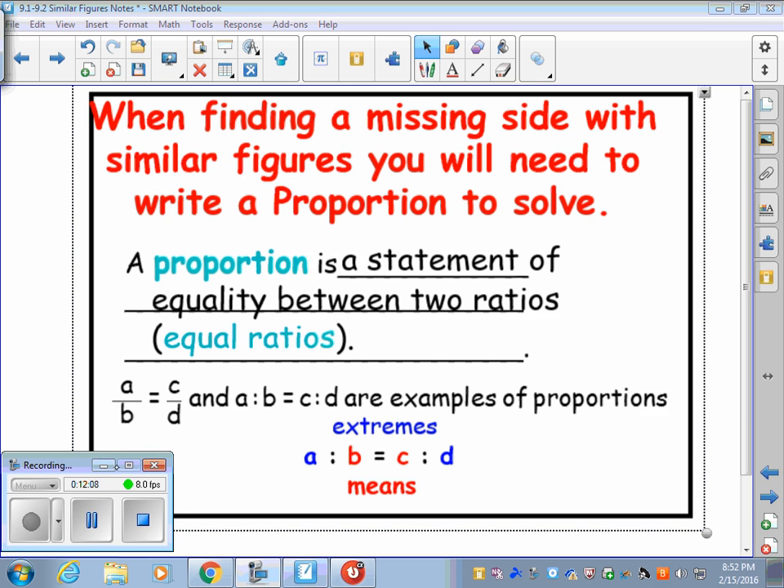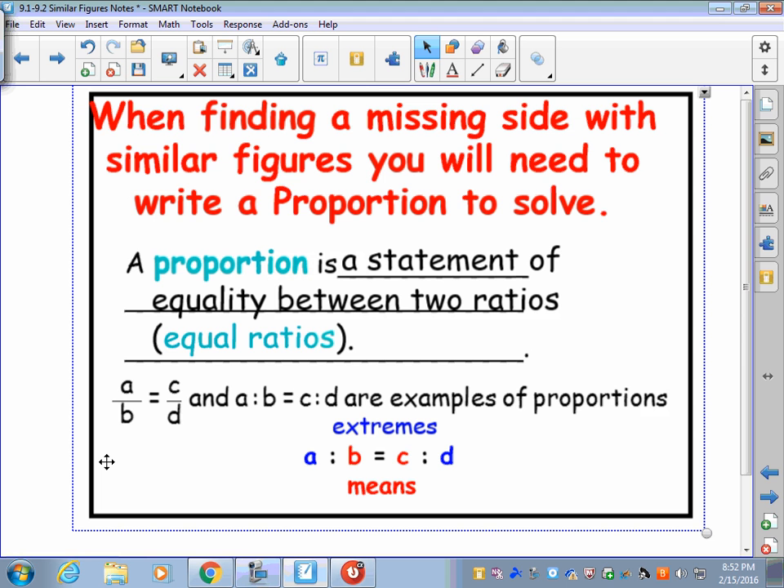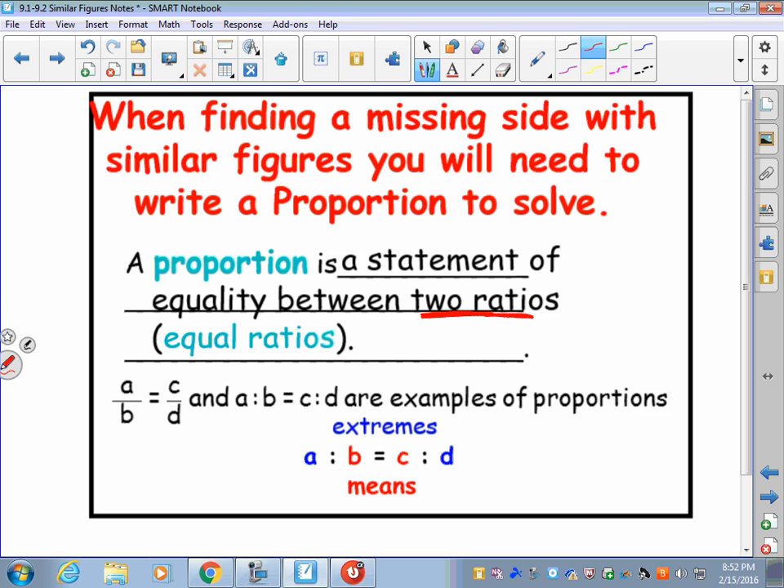Let me minimize that. What I have here is important. It tells you what to do. This is what you need to remember, and it's basically what we're going to apply with this unit. Now the blue: a proportion is just equal ratios. It's a statement of equality between two ratios. We usually just use two, but they have to be equal ratios to be proportional. The example they have here is A over B is equal to C over D.